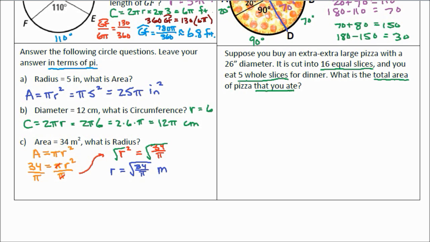So let's go ahead and draw a circle here so we can see what our diagram looks like. So here is our pizza. All right, and let's go ahead and give it a center. First thing I want to know, class, is what the radius is. If the diameter is 26, then the radius is equal to 26 divided by 2, because the radius is half of the diameter, so the radius is 13 inches.